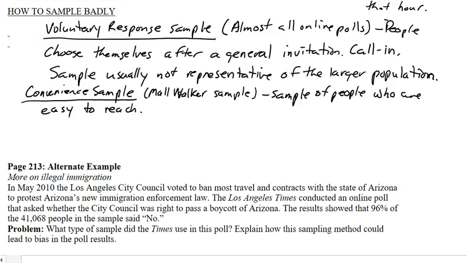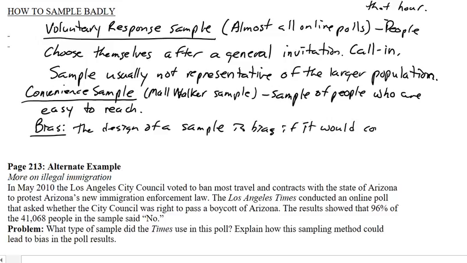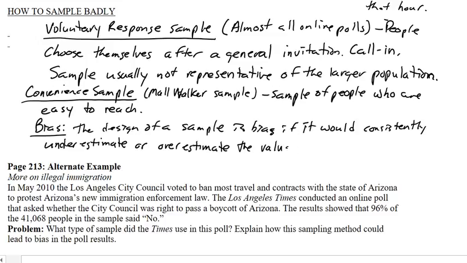Right? So bias. A survey can be biased, or the results can be biased, if the design of a sample is biased, if it would consistently underestimate or overestimate the value you are interested in. Okay.